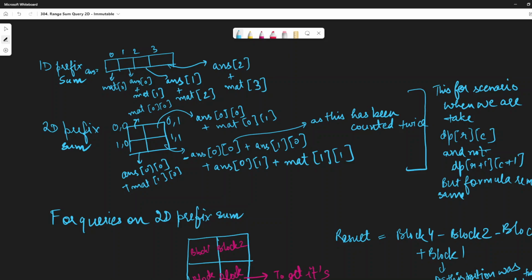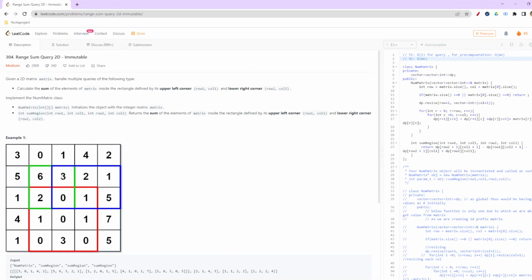Hello everyone. So today we are going to do the LeetCode daily challenge: Range Sum Query 2D - Immutable. Basically, in this question, yesterday's question was about 1D prefix sum, right? So today's question is about 2D prefix sum.